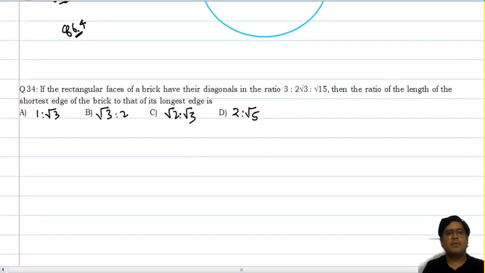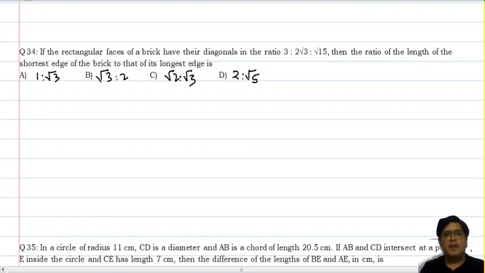Next problem. If rectangular faces of a brick have their diagonals in the ratio of 3 : 2√3 : √15, then find the ratio of the length of the shortest edge to that of the longest edge. Alright, I see something new here.